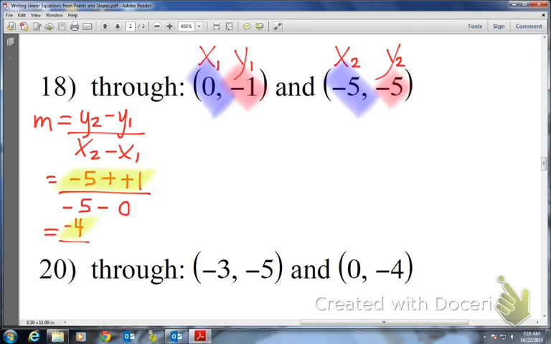And to simplify the bottom, I have negative 5 minus 0, and anything plus or minus 0 is just the same number, so that's negative 5 on the bottom as well. So that was simplifying the bottom. So my slope is negative 4 over negative 5, and I know that a negative divided by a negative is a positive, so I know that my slope is positive 4/5.